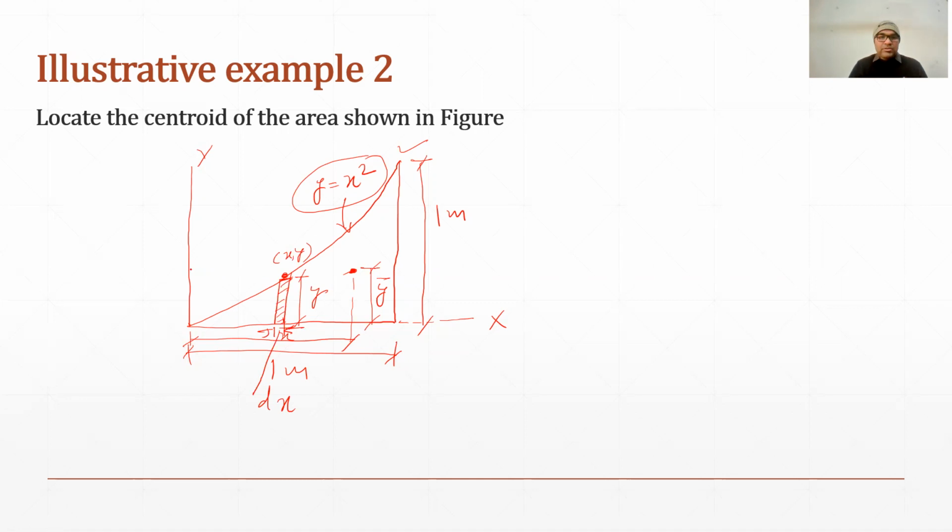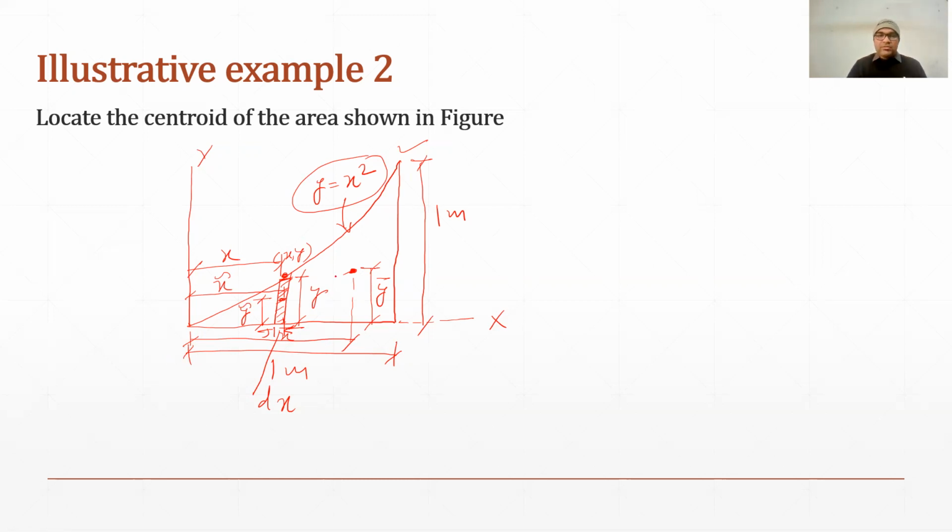The horizontal coordinate we have just represented as x, and the centroid of this strip will be somewhere here. The coordinates of the centroid of this individual strip will be, with reference to the y-axis, x tilde. Similarly, the vertical coordinate with reference to the x-axis will be y tilde. So these are the things that we are supposed to record in our diagram.